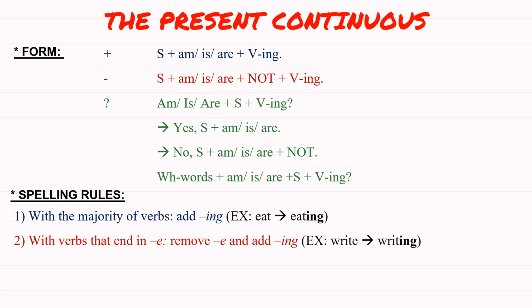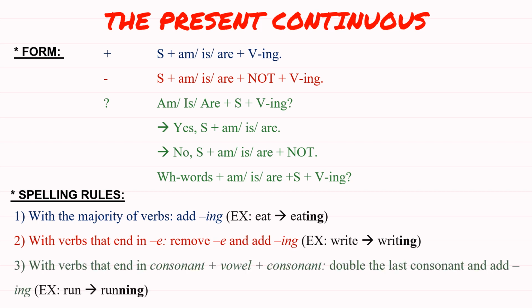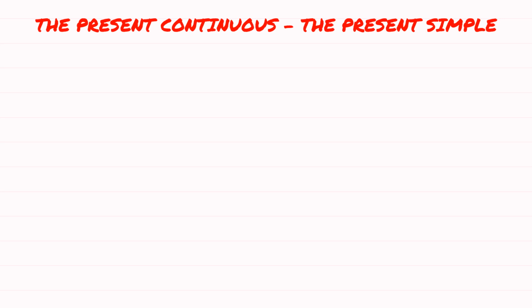Number 2, with the verbs that end in e, remove e and then add ing. For example, the word write, writing. Before you add ing to write, you have to remove the letter e. Number 3, with the verbs that end in consonant, vowel, and consonant, we double the last consonant and then add ing to the verb. We have the example run, running. It's okay.